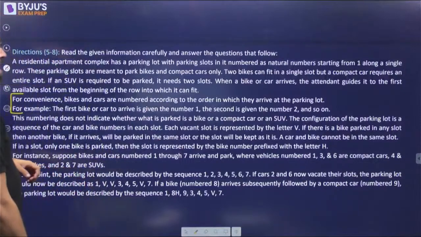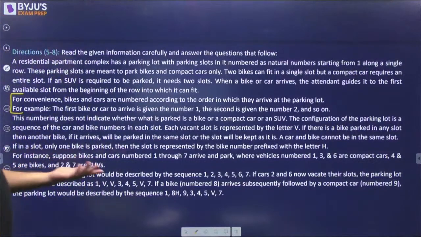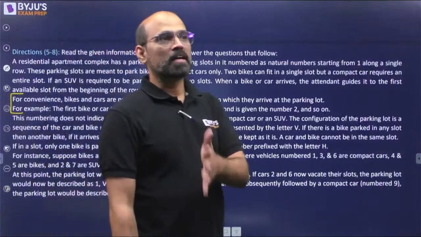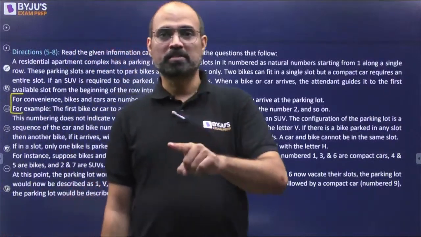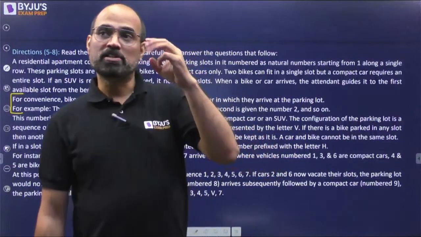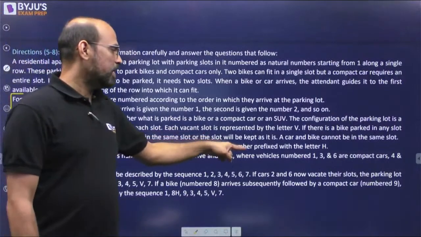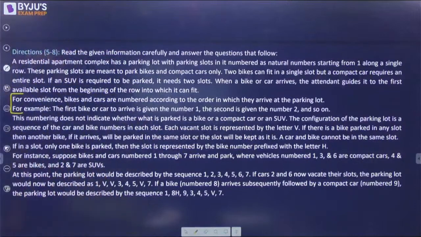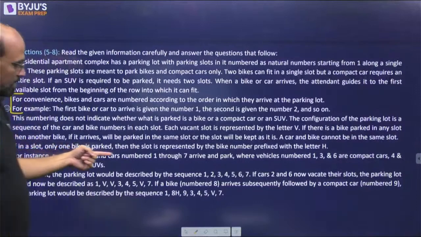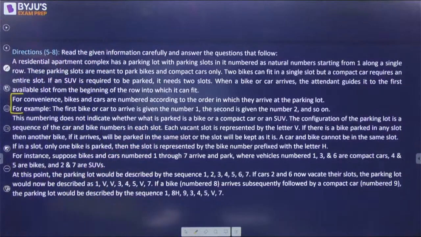ठीक है? A car and bike cannot be in the same slot, which obviously makes sense. Reason being, a bike takes half the parking slot, a compact car takes an entire slot, while an SUV takes 2. So obviously they can't share. If in a slot only 1 bike is parked, then the slot is represented by the bike number prefixed with the letter H, right? Now they have given us an example. For instance, suppose bikes and cars numbered 1 through 7 arrive and park, where vehicles numbered 1, 3 and 6 are compact cars, 4 and 5 are bikes, and 2 and 7 are SUVs.